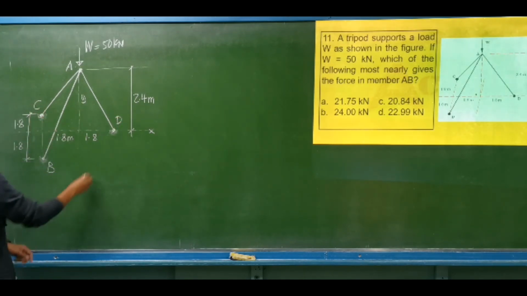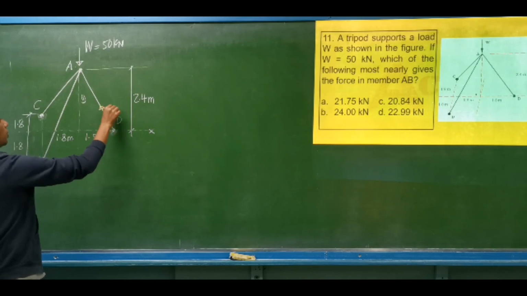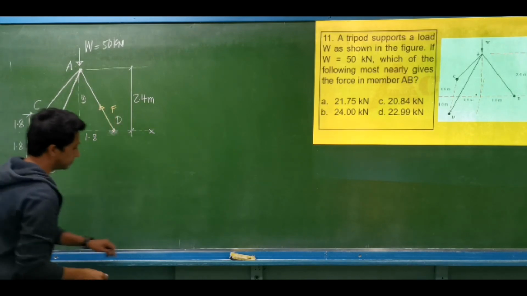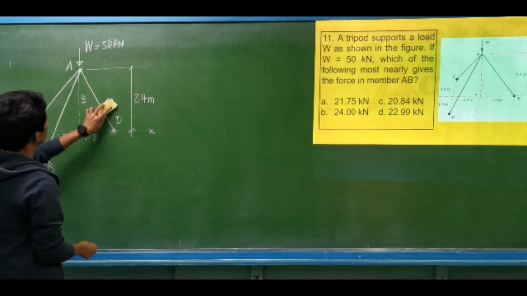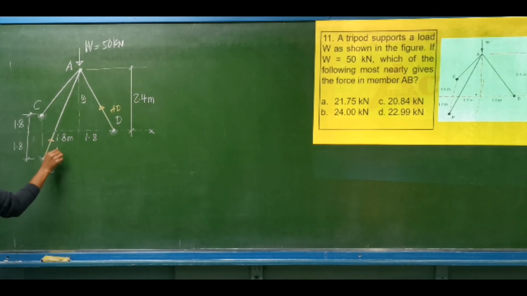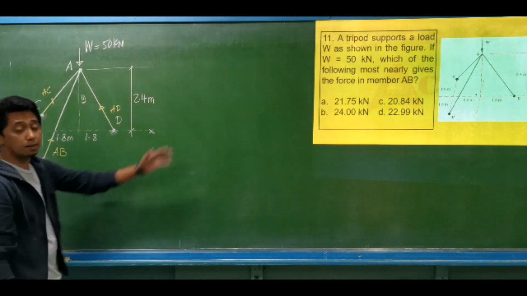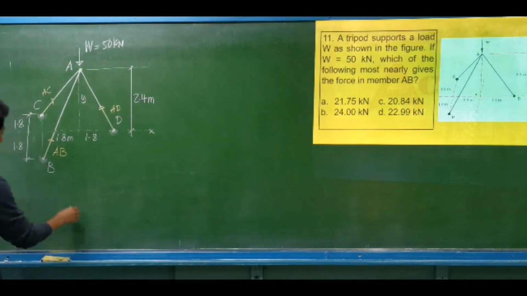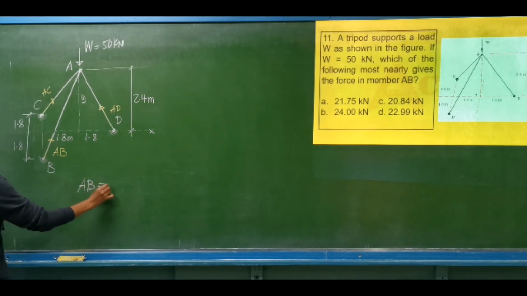If we are to analyze the forces, this is the actual force for member AD. So we have the force for member AD, the force for member AB, and the actual force for member AC. But if you are to observe, when it comes to dimension, the actual force for member AB should be equal to the actual force for member AC.